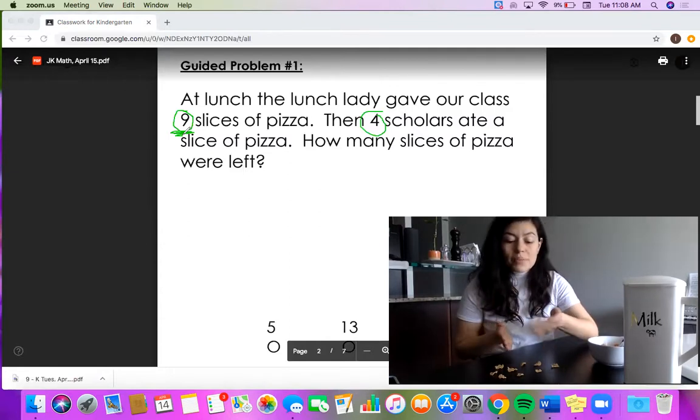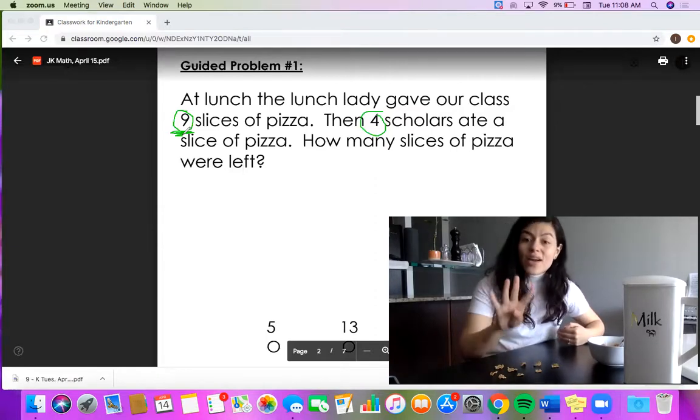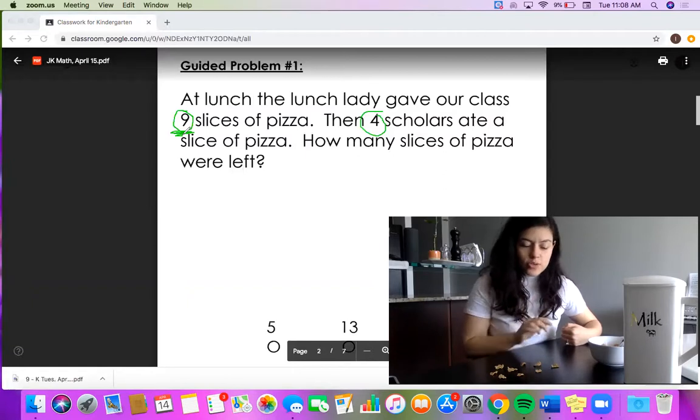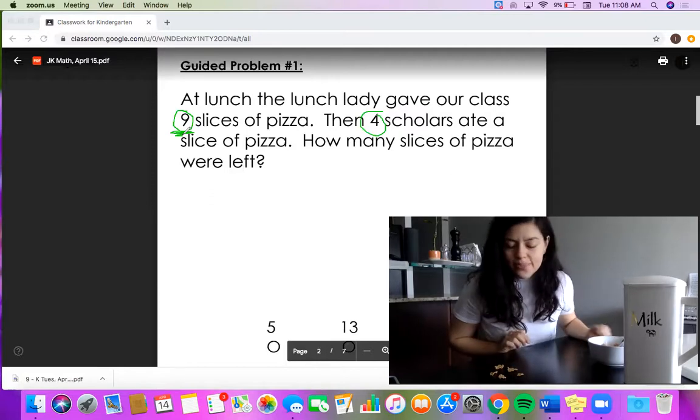To show that, I'm going to get rid of 4 pieces of pizza, we have to take away 4. So let's do that. I'm taking away 1 piece of cereal, 2 pieces, 3 pieces, and 4 pieces. And I'll put those on the side for me to eat later.